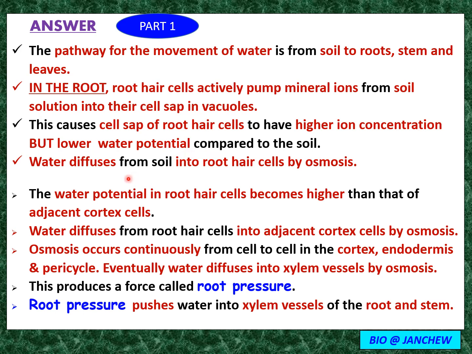Thus, water will diffuse from the soil, which has higher water potential, into the root hair cells, which have lower water potential, by osmosis. Now, this makes the water potential in the root hair cells become higher than that of the adjacent cortex cells. So water diffuses from root hair cells into the adjacent cortex cells by osmosis. And so osmosis occurs continuously between the cells of the cortex, endodermis, and pericycle layers. This produces a force called root pressure that pushes water into the xylem vessels of the root and then up the stem.